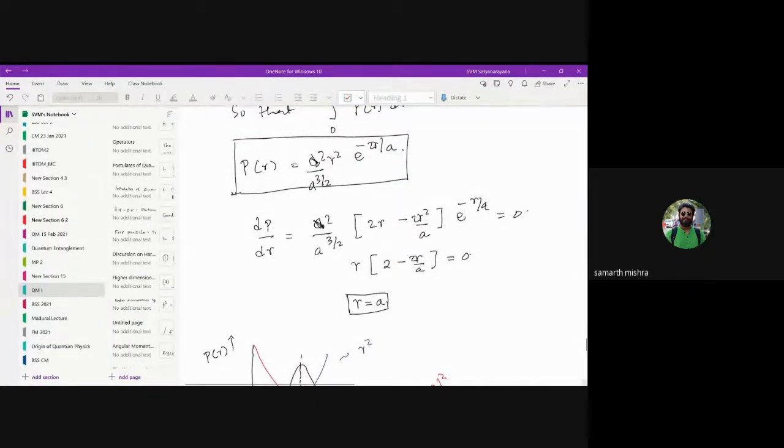Excuse me, sir. Sir, in order to find the probability, multiplying with R square is a mathematical need or some theoretical need? I can't understand the reason behind it.